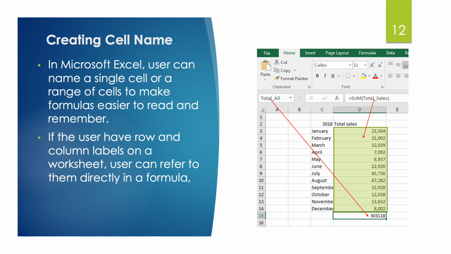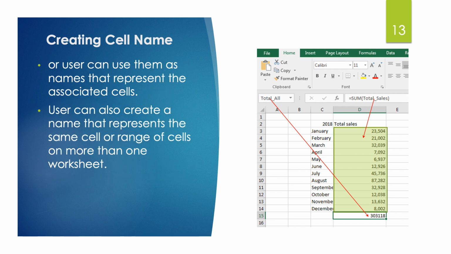Creating cell name. In Microsoft Excel, users can name a single cell or a range of cells to make formulas easier to read and remember. If the user has row and column labels on a worksheet, the user can refer to them directly in a formula. Users can use them as names that represent the associated cells. Users can also create a name that represents the same cell or range of cells on more than one worksheet. For example, let's see this screenshot.